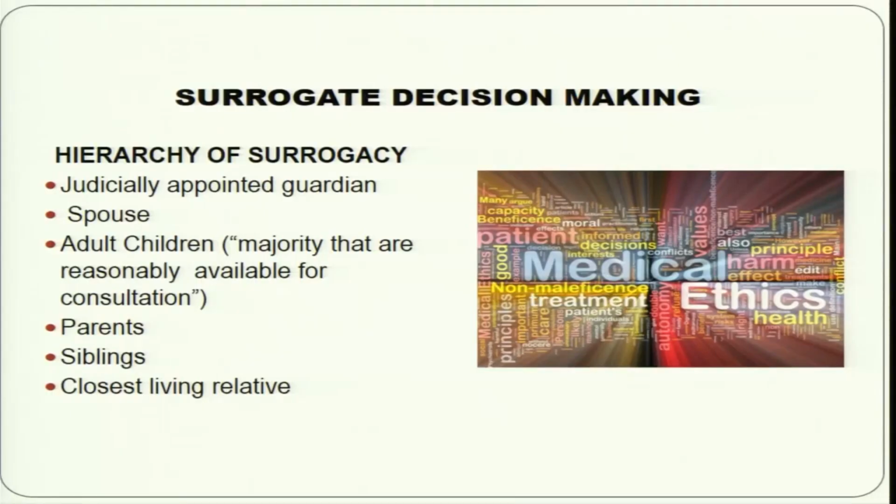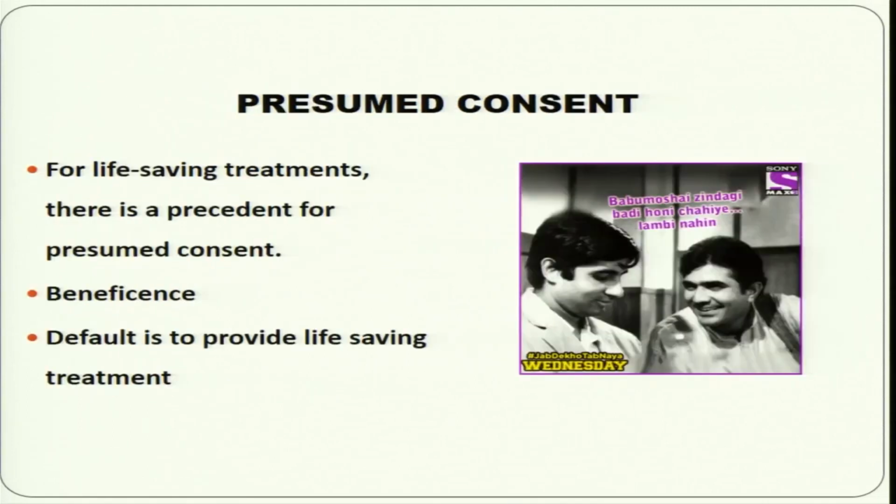Surrogate decision making, the hierarchy of surrogacy is judicially appointed guardian. The surrogate may be a spouse or adult children or parents or siblings or closest living relative. So, any of these person can take decision on behalf of patient.